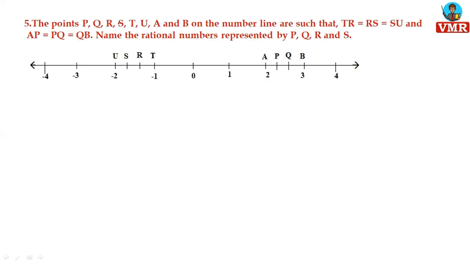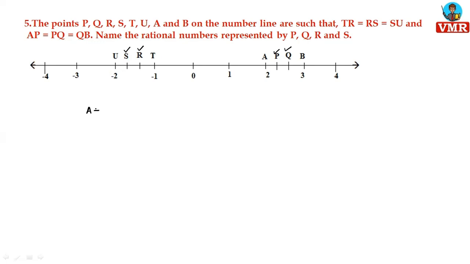The points P, Q, R, S, T, U, A and B on the number line are such that TR is equal to RS. Okay, and RS is equal to SU and AP is equal to PQ. Again, PQ is equal to QB. Name the rational numbers represented by P, Q, R, S. So we have to find out the P, Q, R, S values. Okay.